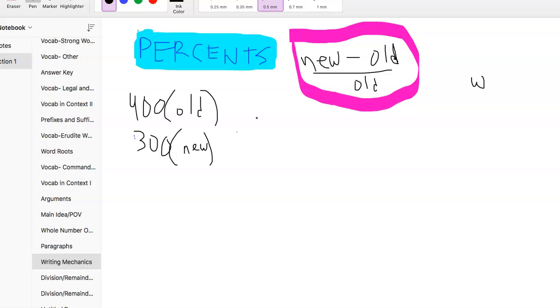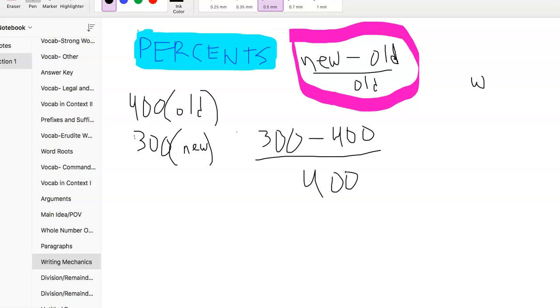Okay, so if we have our example, let's start to write it out here. A plane ticket was $400. Now it's on sale for $300. What is the percent discount? Okay, so let's plug some of this stuff in. 300 is the new number. There's our 300 minus 400, which was the old number, right? Divided by, again, the old number, 400.